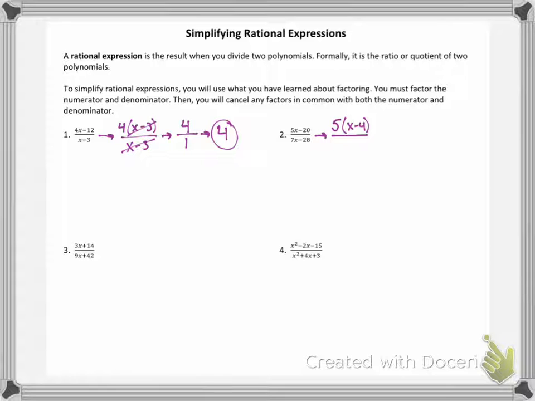Now I'm going to go to the denominator, 7x minus 28. What can I factor out of that? There is a GCF of 7. If I take that out, I'm left with x minus 4. Once I do that, that's about as far as I can go with factoring. Now I'm going to look at what cancels. The top has an x minus 4, and so does the bottom. Those will cancel out. What I'm left with is that 5 out front in the top, the 7 out front in the bottom. 5 over 7 does not simplify any further, so that is my answer, 5 over 7.